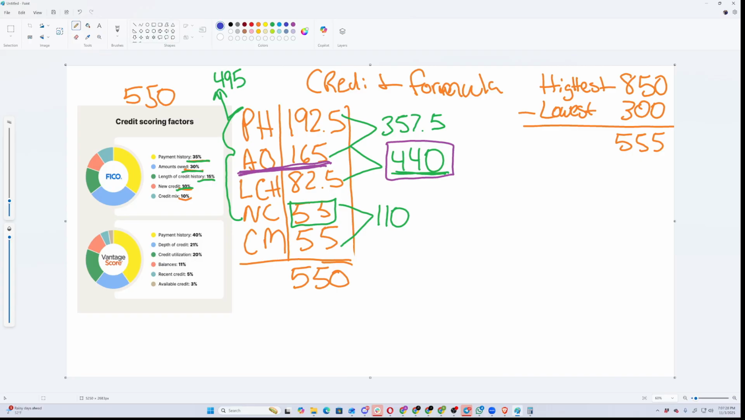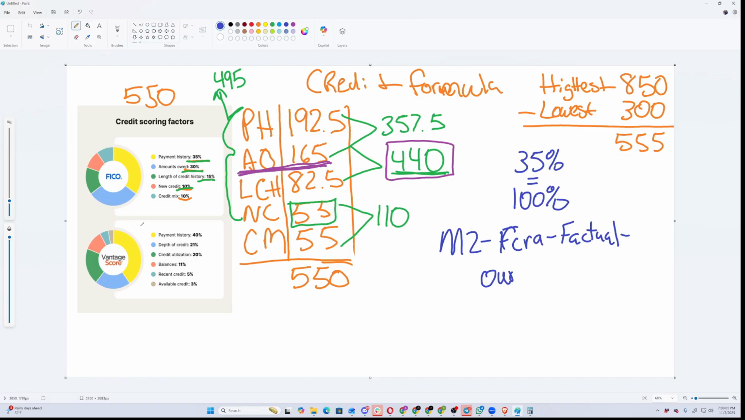We want to get that 35 points back, the 35%, or 192 points. It has to equal 100% payment history. How do we get it back? M2, FCRA, factual disputing, or any method you choose.